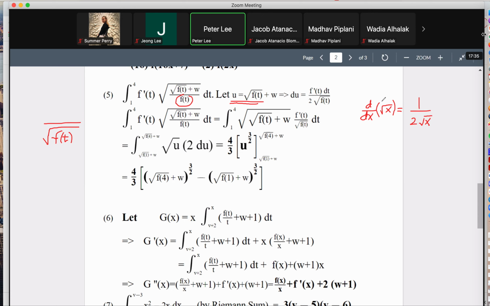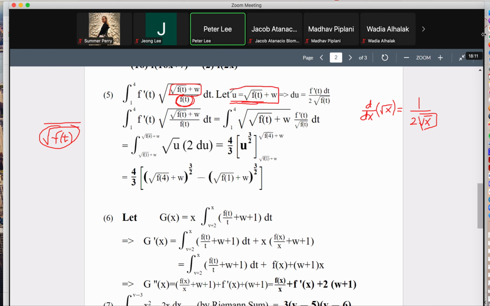So the key is that when you take the derivative of the square root of x, you get this square root of x in the bottom. And again, when you look at this, you see this f of t right here. That's the hint. That means u is equal to square root of f of t. And then if you look at this, there's also a plus w there. You may or may not include that plus w, but if you include it in that substitution, then it's actually easier. But even if you do not put that w, it still works. But this is the best substitution right here.